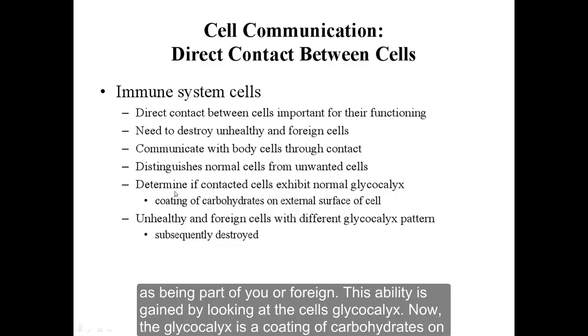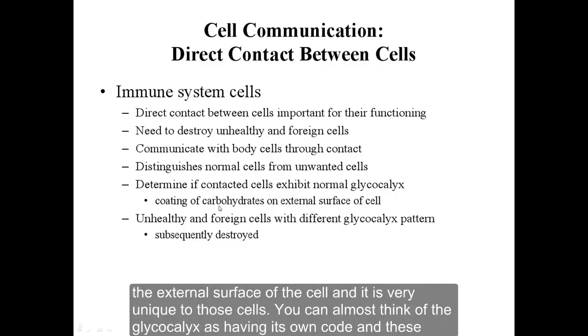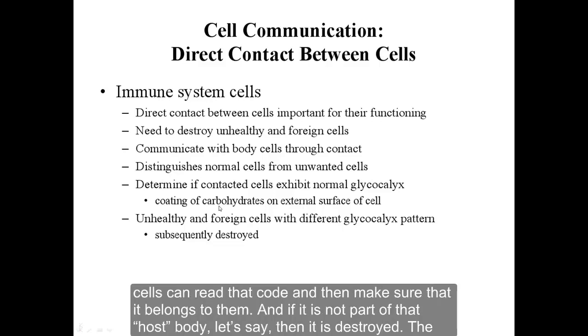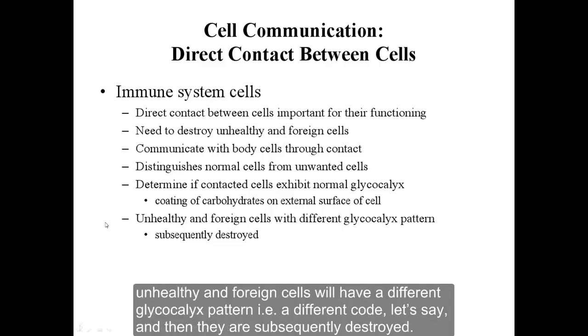Now, the glycocalyx is a coating of carbohydrates on the external surface of the cell, and it is very unique to those cells. You can almost think of the glycocalyx as having its own code, and these cells can read that code and then make sure that it belongs to them. And if it is not part of that host body, let's say, then it is destroyed. The unhealthy and foreign cells will have a different glycocalyx pattern, i.e. a different code, and then they are subsequently destroyed.